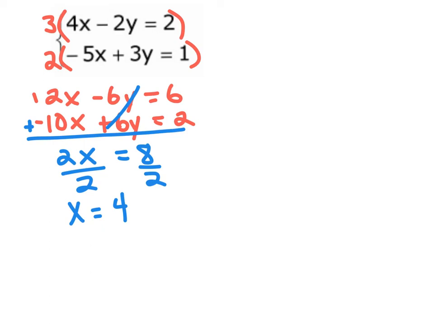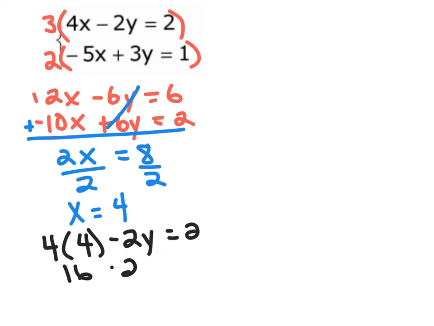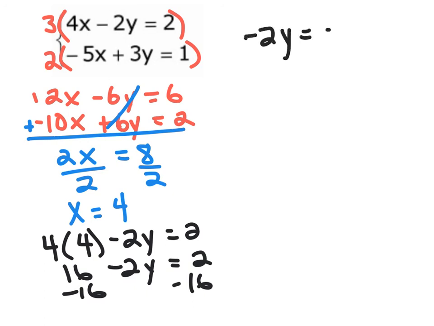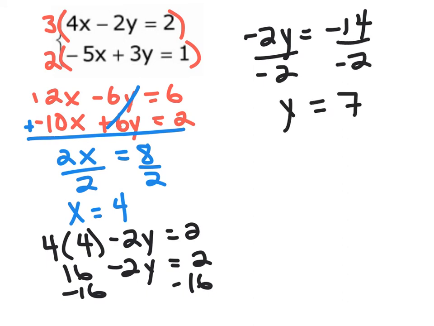So I'm going to use the first one just because it's positive. So plug in 4 for x. And now solve this for y. Subtract 16 from both sides. I'm going to swing this up to the other side. So I get negative 2y equals negative 14. Divide both sides by negative 2. And I get y equals positive 7.